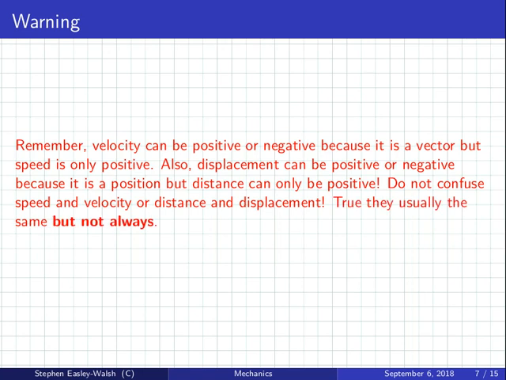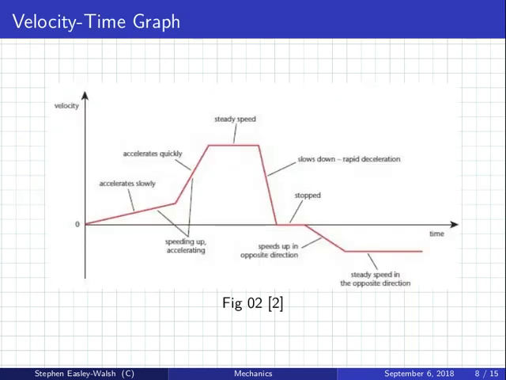Now, it's true that most of the time the speed and velocity and the distance and displacement are the same, but not always. You've been warned. Okay, so we're going to have a look at a graph now called the Velocity-Time Graph. And it's quite simple. On the X is time, and on the Y is velocity.